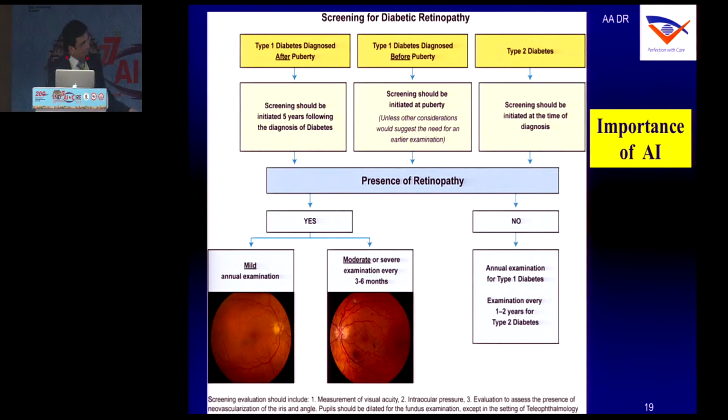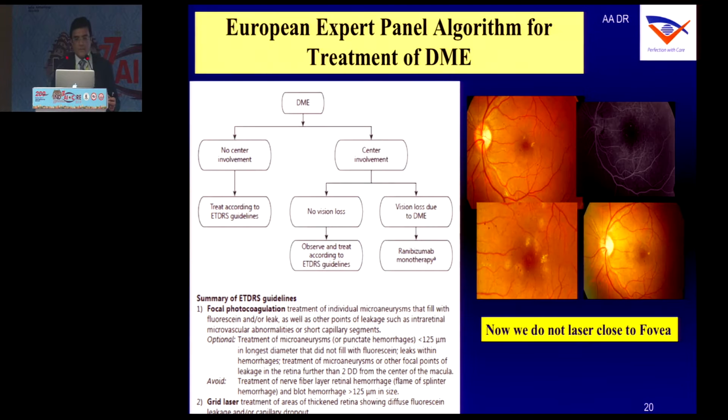I'll be alluding later on to the importance of artificial intelligence, and we can now screen for diabetic retinopathy without the patient being next to you. You will get the images and you can accordingly advise the patient. And mind you, we are not going to lose our jobs to artificial intelligence, which I'll show you later on.